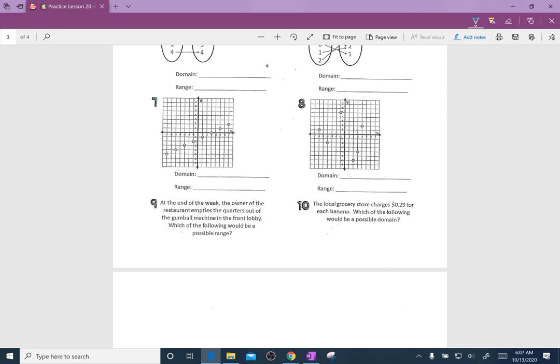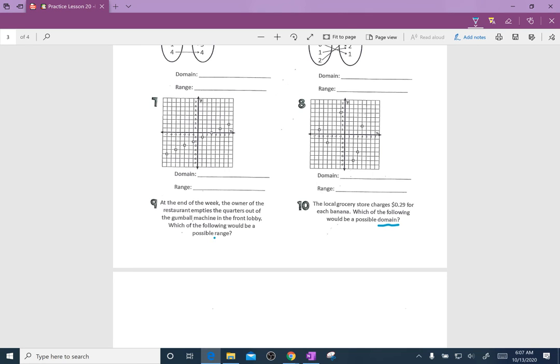Like the local grocery store charges 29 cents for each banana. Which of the following would be a possible domain? If you remember, domains are my x's. So since we're looking at bananas, I can only buy a banana, 2 bananas. I can't buy a decimal of a banana. So look at my answers there and pick the best answer.